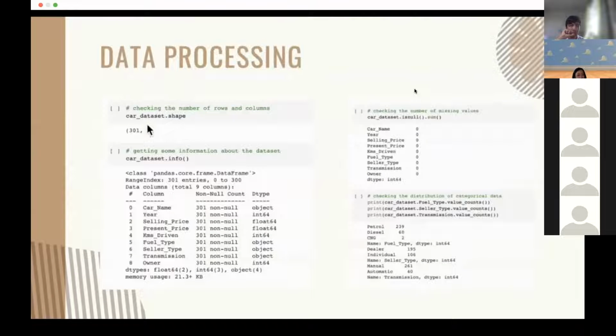The shape function is to check the rows and columns of the dataset, which in this case is 9 columns and 301 rows. The info function checks the information of the dataset. Next is checking the missing values, followed by checking the distribution of the categorical data, which in this case is counting the same type of data. For example, in the fuel type column, there are 3 types of fuel, which are petrol, diesel, and CNG. So it counts how many of each.